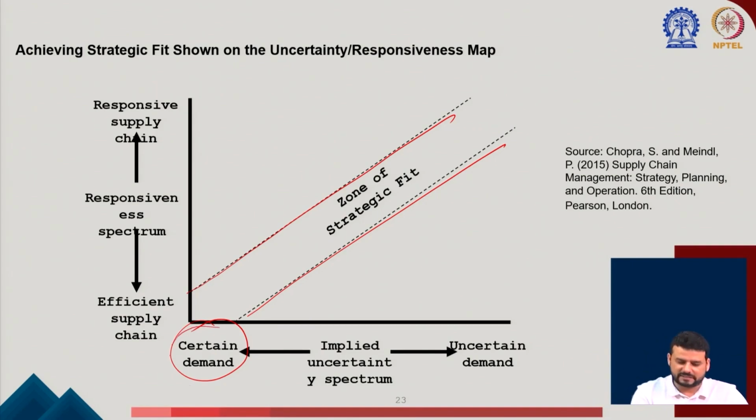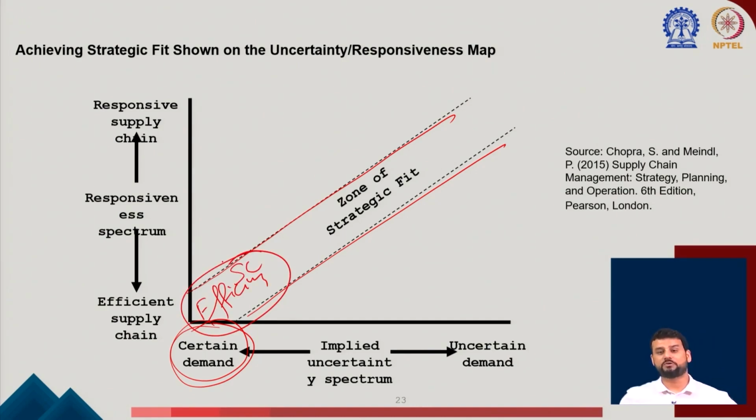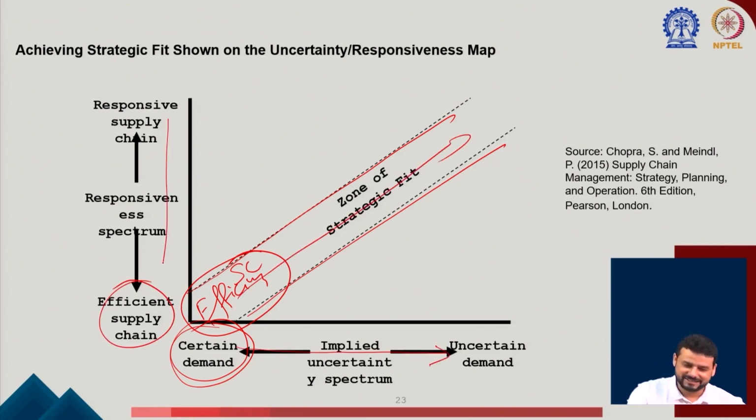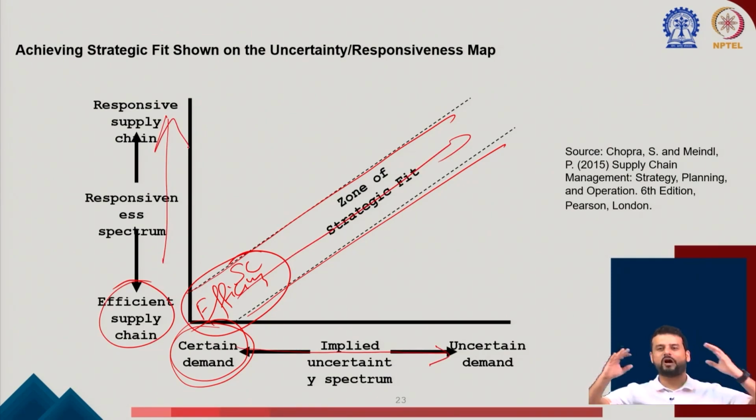So that means certain demand, certain supply will be there, right? So in that way your supply chain should be a very, very efficient supply chain. So this is the supply chain efficiency zone you need to target, right? An efficient supply chain. But moving on, as your uncertainty is increasing, your supply chain moves from efficiency to a responsive supply chain, right? Where you are talking about Zara.